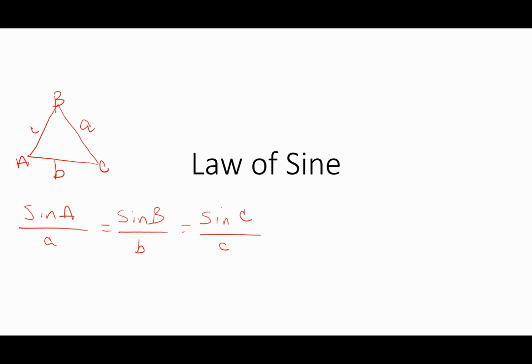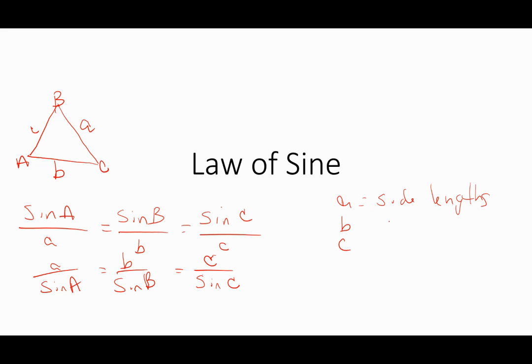You can also write them as a over the sine of angle A is equal to b over the sine of angle B, and our side length c is over the sine of angle C. So lowercase a, b, and c are side lengths, and uppercase A, B, and C are angles. Okay, so this is our law of sines.